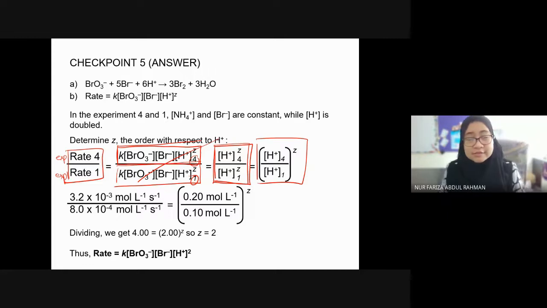Right, any other question? Okay. Right, if there is no question, let's proceed to the next second method of determining the order of the reaction.